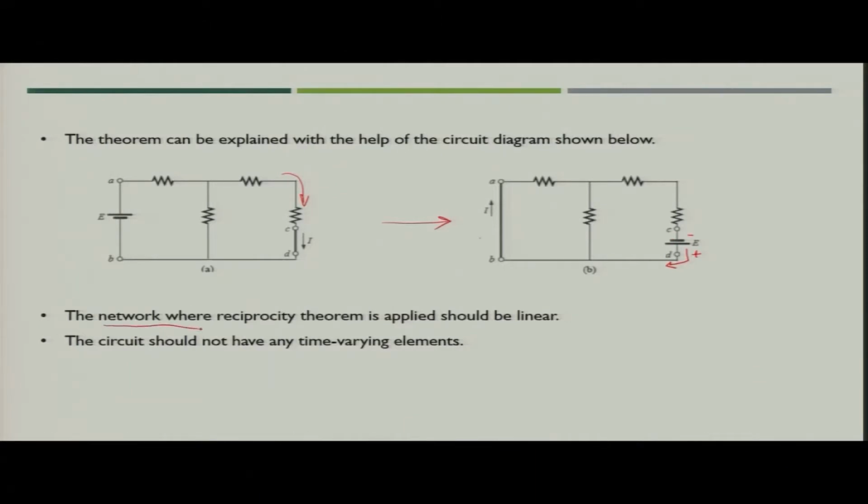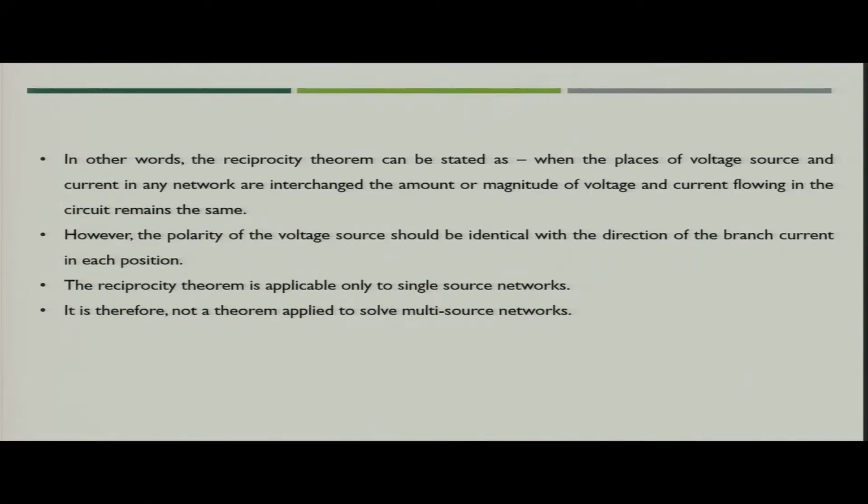Now, the important thing is that the reciprocity theorem can be applied only when the circuit is linear and there is no time varying element. In other words, the reciprocity theorem can be interpreted as: when the places of voltage source and current in any network are interchanged, the magnitude of voltage and current flowing in the circuit remains the same. As we discussed, the polarity of the voltage source should be identical with the direction of branch current in each position.